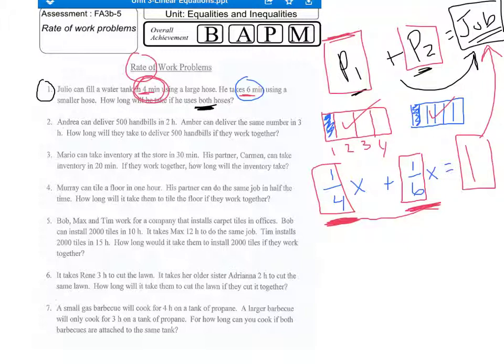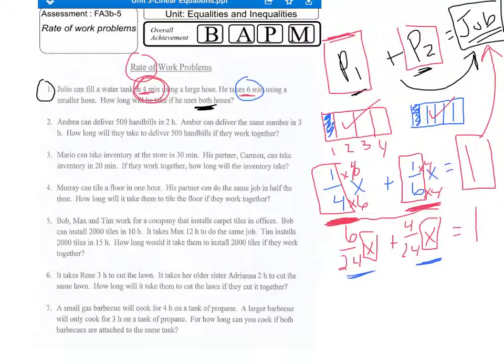We can find a common denominator, so let's just easily use 24. We multiply this one by 6 and we get 6 over 24x. Times 4 there to get 4 over 24x. Now x is the time, right? And this has to equal 1. These are like terms because they both have x, so we can add them together and we get 10 over 24 x equals 1. I'm going to move this up and shrink it a little bit so we can see it more. Now we have 10 over 24 x equals 1.